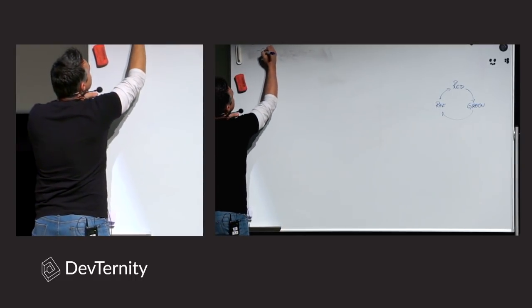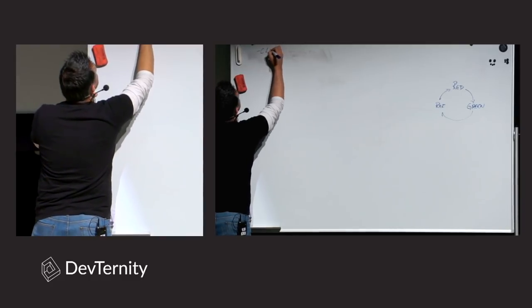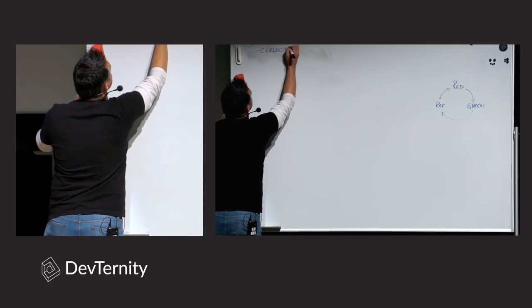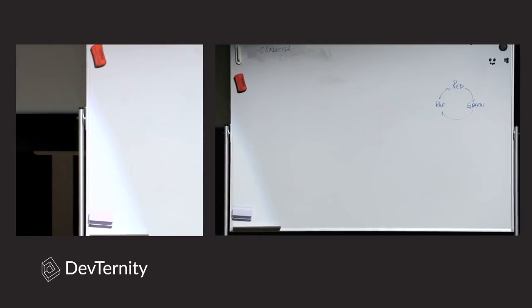So there are normally two, is it big enough at the back?